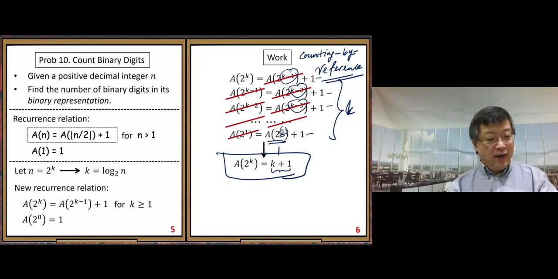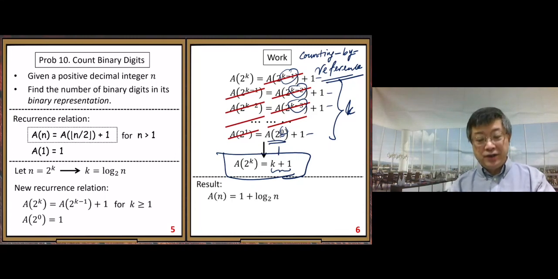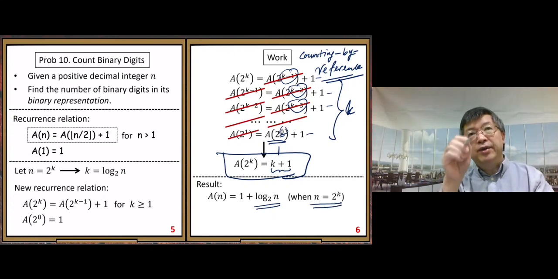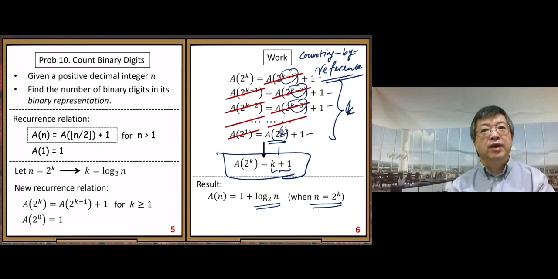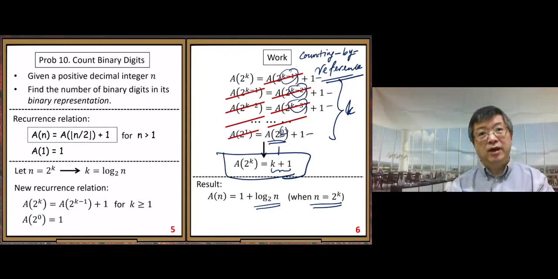All right. So now we want to go back to our result for the special case. A of m, we want to go back to the original problem size, m equals 1 plus log base 2 of n. But here, it only works for n equal to a power of 2. For the non-power of 2 case, we don't know the answer.